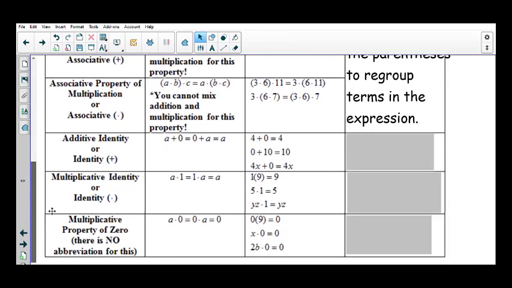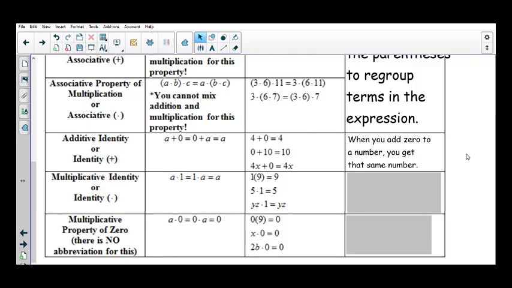Now, I separated the identity properties. So let's start with the identity property of addition. We also call this the additive identity. So A plus 0 equals 0 plus A equals A. And my examples, 4 plus 0 equals 4, 0 plus 10 equals 10, and 4x plus 0 equals 4x. So what does this mean? It means that when you add 0 to a number, you get that same number back, which makes sense.